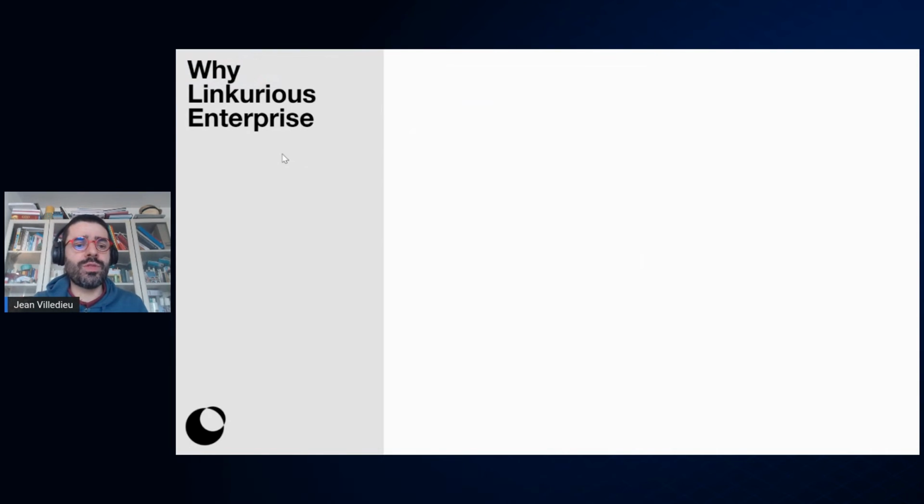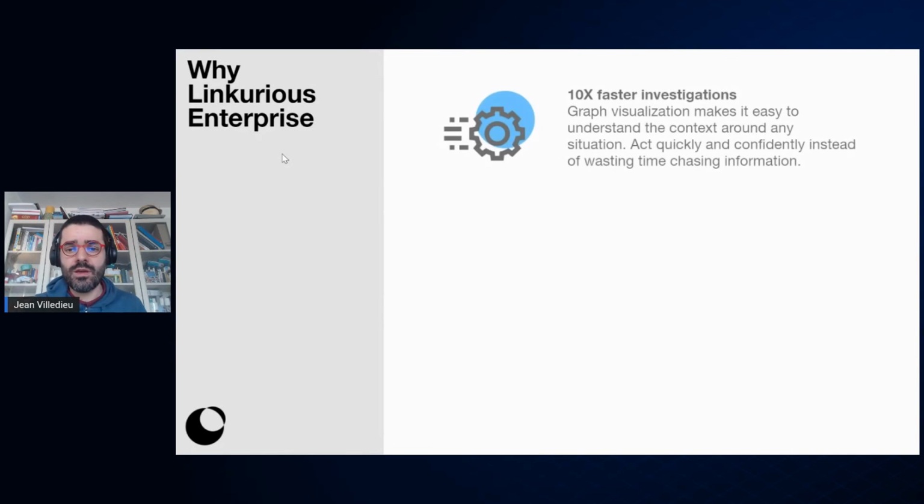Okay, so there are really three reasons why clients are choosing to combine Azure Cosmos DB and Linkers Enterprise. The first one is just the fact that we deliver faster investigations, 10x faster investigations with graph visualization. It's possible to understand the context around any situation, no matter how complex the underlying data really is. And the difference that it makes is that it becomes possible to act quickly and with confidence instead of wasting time chasing information scattered across different tabs and across lists, bar charts, and so on. So that's one big advantage.